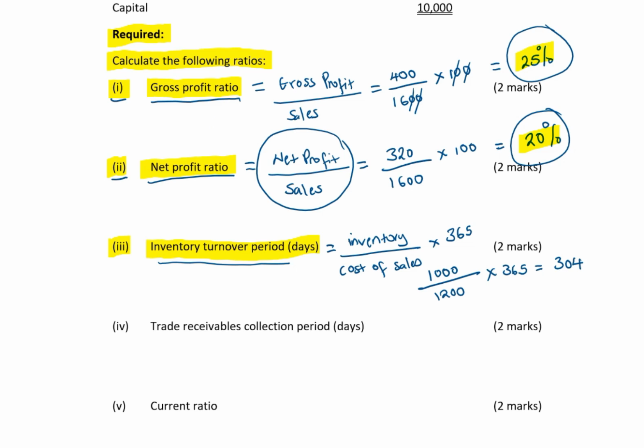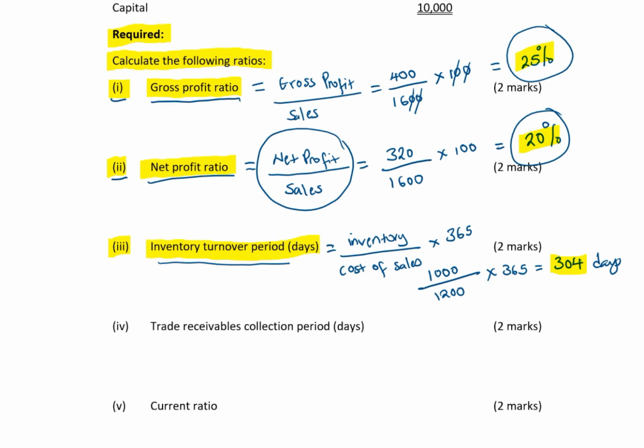It means that this particular business takes 304 days. Please make sure you write days because they may take away marks from you because you didn't write days. So make sure you put days because the inventory turnover period is in days. It takes this business 304 days to turn over. This means that once they have ordered their products, for them to reorder, it will be after 304 days.